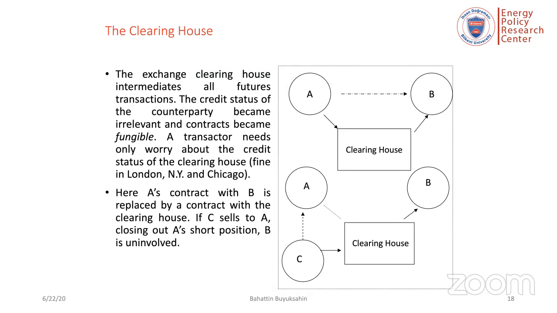So let's talk a little bit about the clearinghouse. That is one of the most important differences between a forward contract and a futures contract. As I said, a forward contract is a contract between two parties. There are no middlemen. That's why there is counterparty risk. If you don't want to fulfill your contractual agreement, that is the risk for the other party.